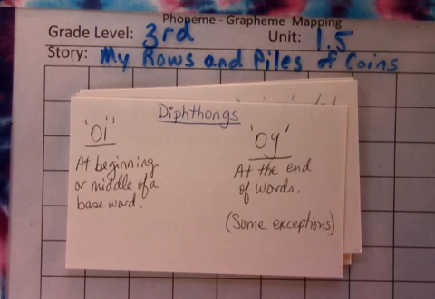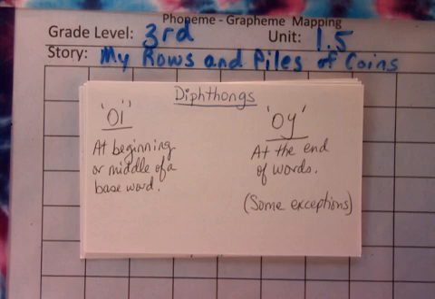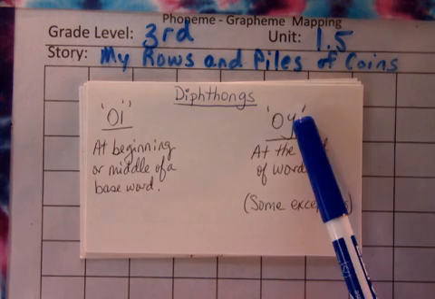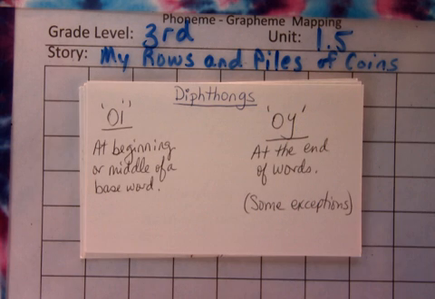But here's the rule about the oi sound. We're going to have oi. O-I is going to spell oi when it's at the beginning or the middle of a base word. So if you see it at the beginning or the middle of a word, oi is going to be spelled with an O-I. O-Y is going to spell the oi sound at the end of a word. There's a few exceptions, and one of our words is an exception, and I'll tell you why that's happening.